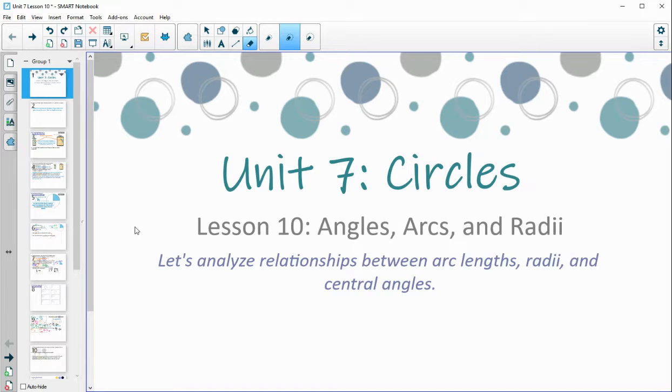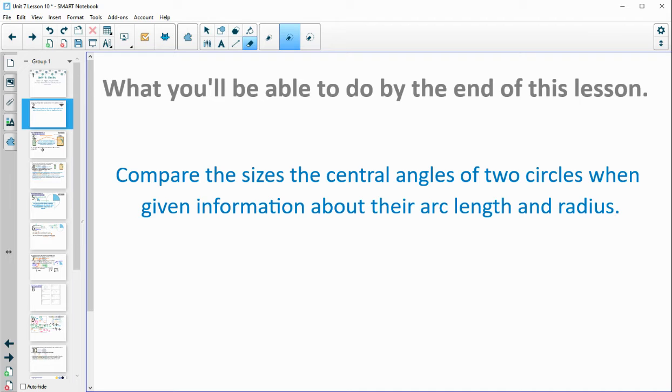In this video, we are going to look at Unit 7, Lesson 10, Angles, Arcs, and Radii, and we are going to analyze relationships between arc lengths, radii, and central angles. By the end of this video, you will hopefully be able to compare the central angles of two circles when you are given information about the circle's arc length and radius measure.